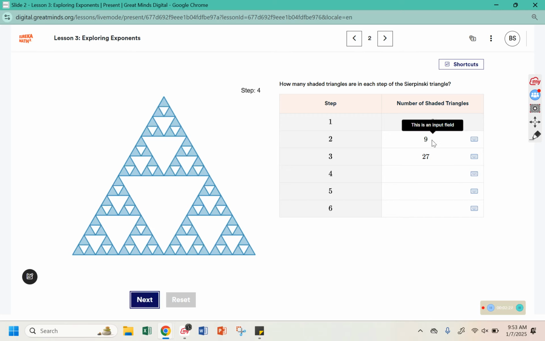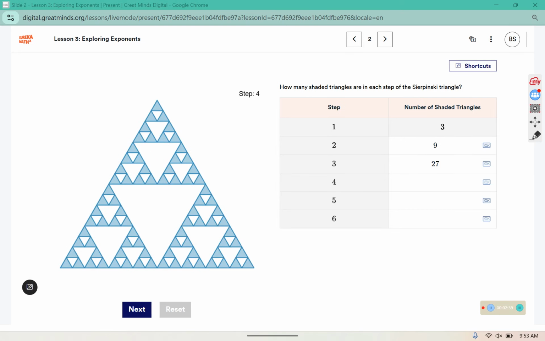So 3 to 9, that triples the amount. Then 9 times 3 gives me 27. So this next one is going to be 27 tripled. Three times 7 is 21. 3 times 2 is 6, plus 2 more makes 8. So this one will say 81.